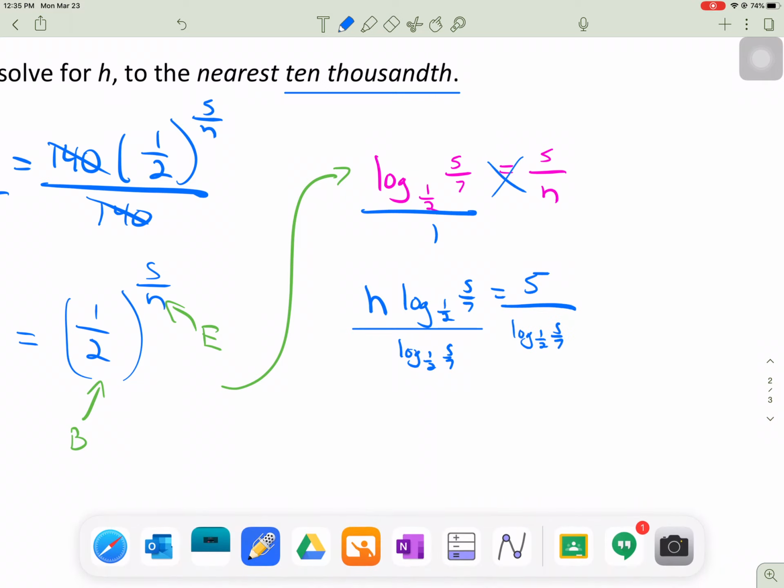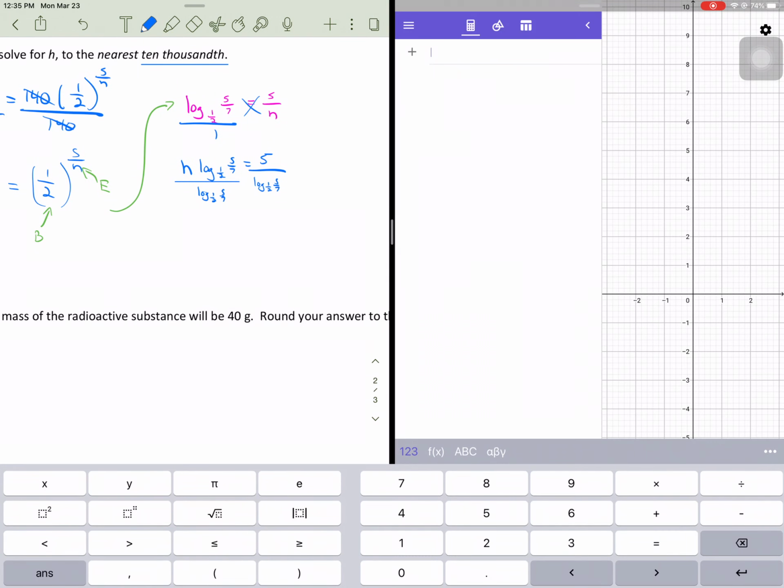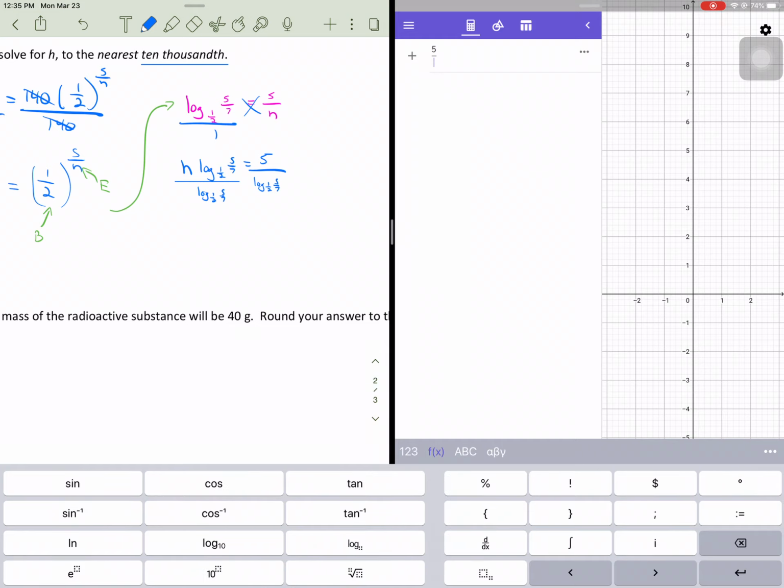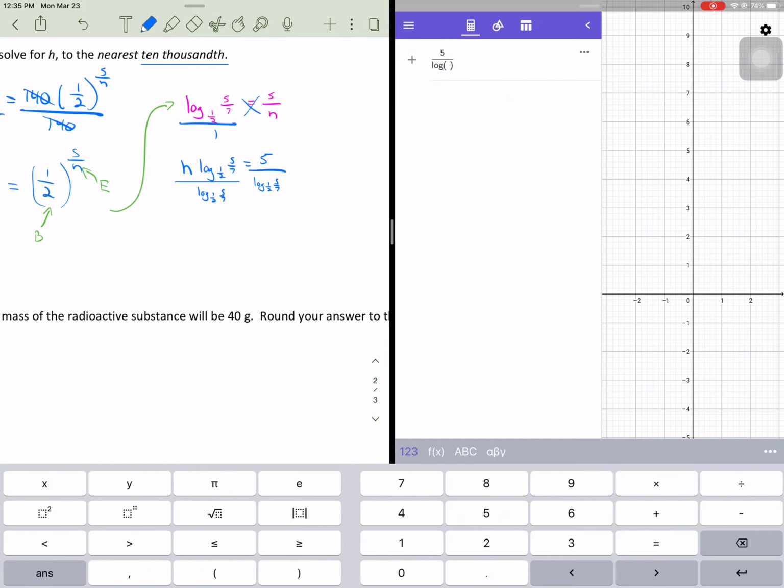And we could just enter that right into the calculator, which I'm going to do right now, all in one step. So I'm going to say 5 divided by log base 1/2 of 5/7. And there we go. We get h equals 10.30021. We got tenths, hundredths, thousandths, 10,000ths, 100,000ths. So we get h equals 10.3002.